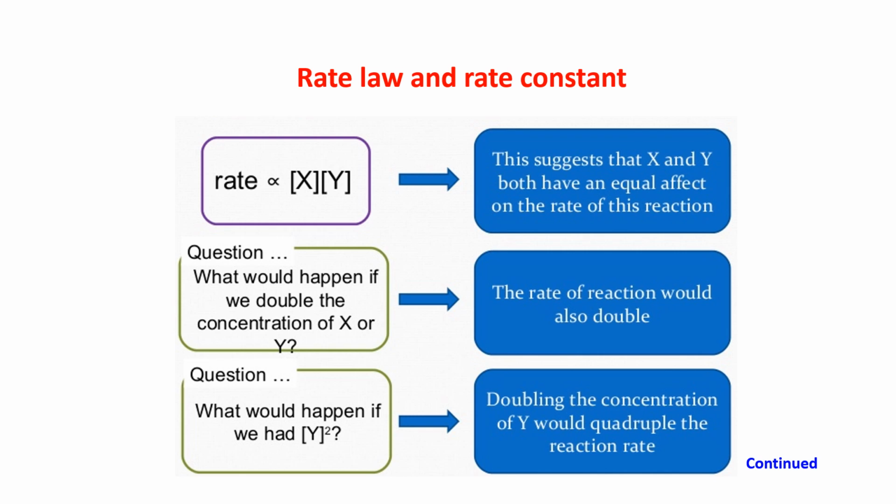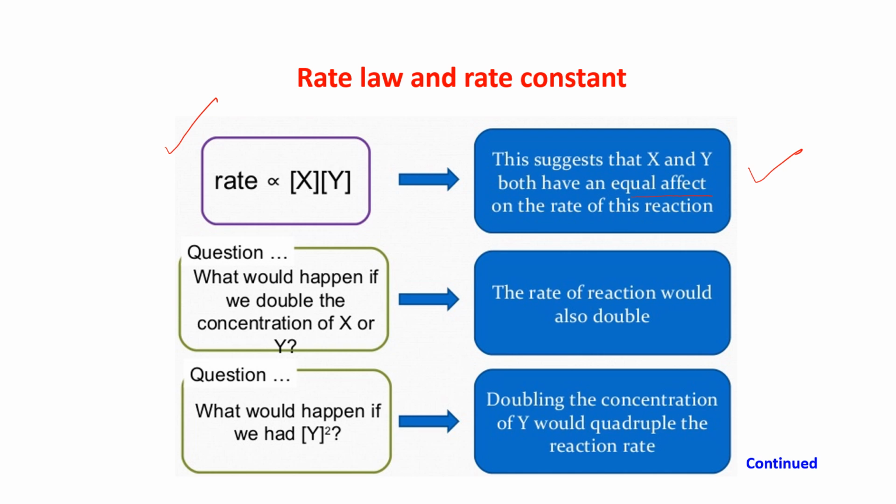The continuation of the previous slide. If the rate is proportional to the concentration of X and the concentration of Y, if it is depending on X also and on Y also, so what is the conclusion? This suggests that X and Y both have an equal effect on the rate of this reaction.